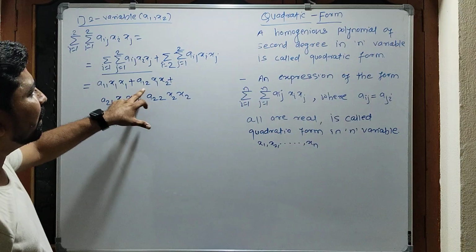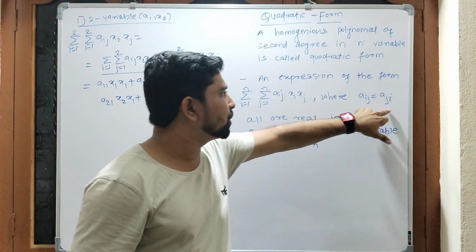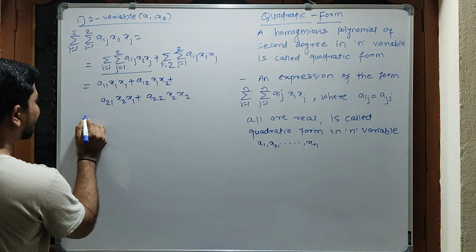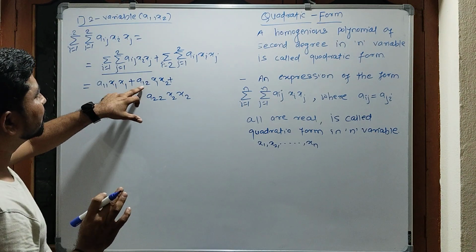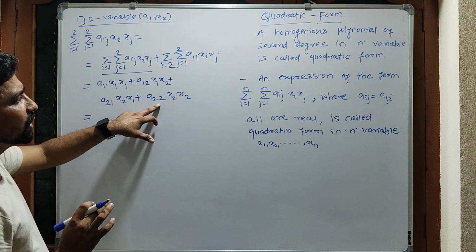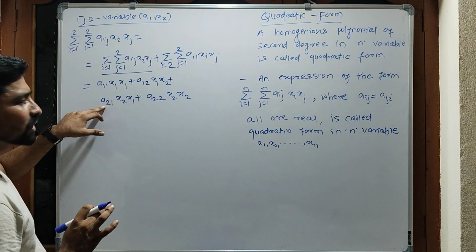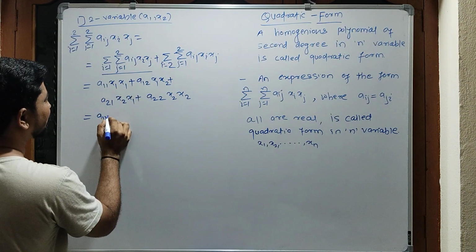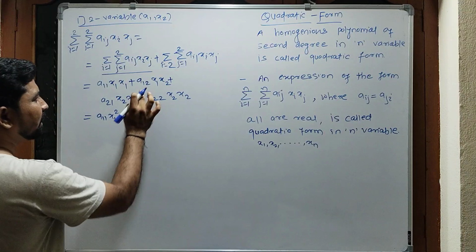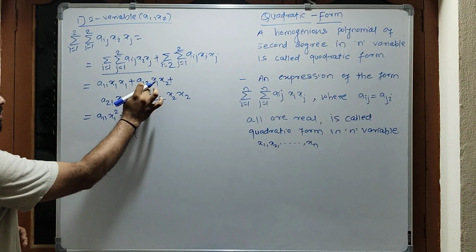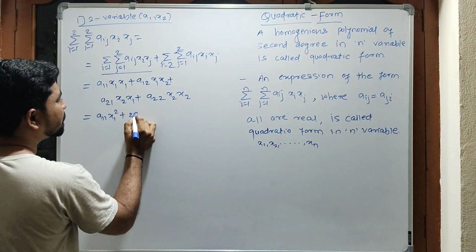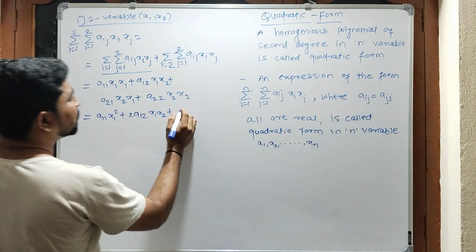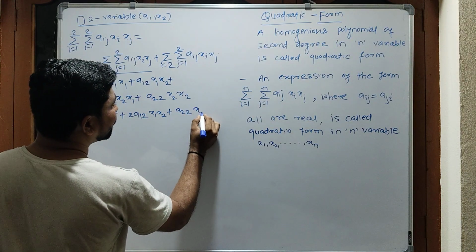But in the definition of the quadratic form, they said a_ij is the same as a_ji. Now you can observe these things here. This is a11, this is a12, this is a21 and this is a22. But a12 is the same as a21, so I will write as it is a11 x1 x1, can I write this as x1 square, plus, since a12 is the same as a21, can I write 2 times a12 x1 x2, plus now this is a22 x2 square.